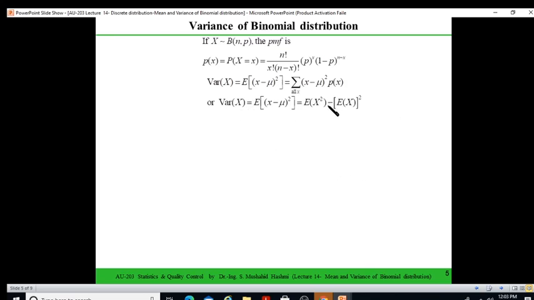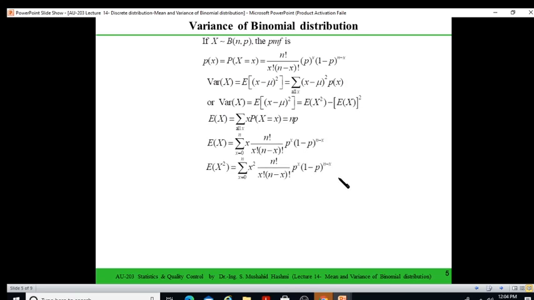I'm using the alternative formula for variance. Here the expected value is already worked out, np, so the expected value of x is n times p for a binomial random variable. Then the expected value formula, we already know, is x times its corresponding probability, and now I can calculate the expected value of x square. So just replace x with x square.